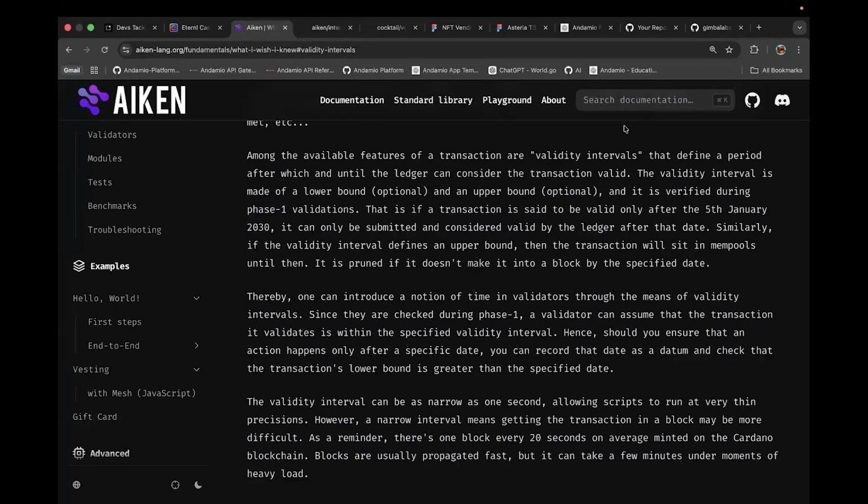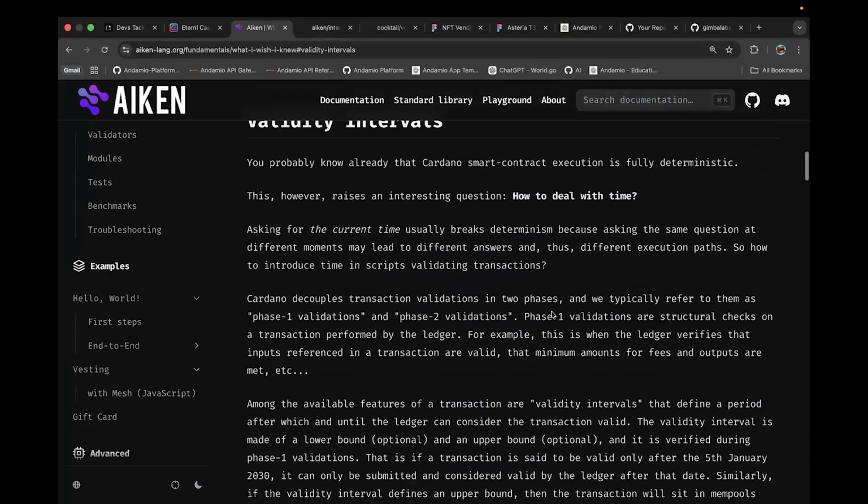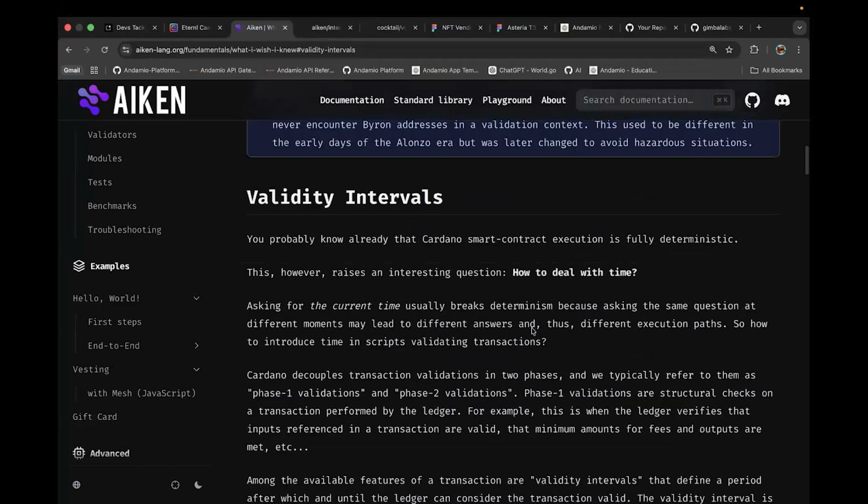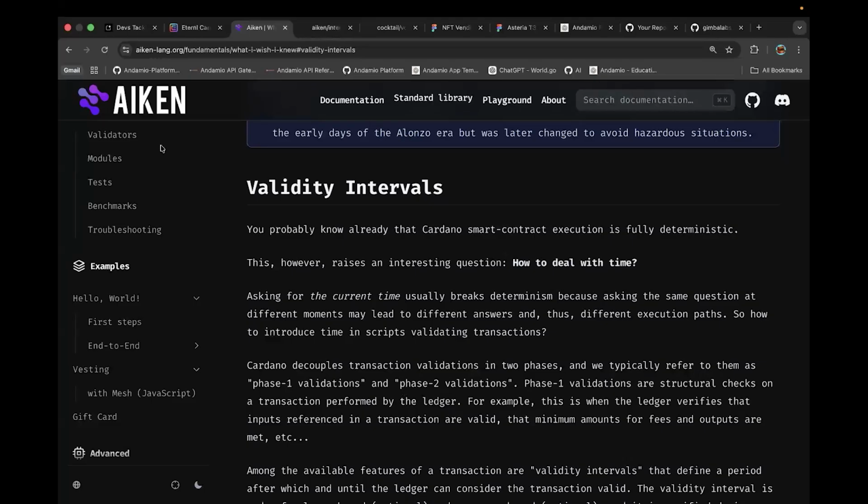If you guys want to go through this together, bring up this diagram to analyze what it is. Absolutely. So what is validity range? Let's go through this really quick. Let's take 5 minutes and read through this. Okay, validity intervals, this is directly from the Aiken documentation.